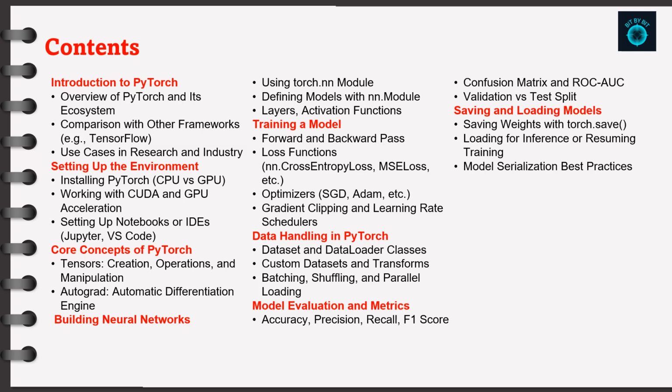We then cover core PyTorch concepts, working with Tensors, using the Autograd engine, and building neural networks with torch.nn. You'll learn how to define models, add layers and activation functions, and train them using forward and backward passes, loss functions, and optimizers. We also explore data handling with datasets and DataLoaders, as well as model evaluation using accuracy, precision, recall, and the confusion matrix.